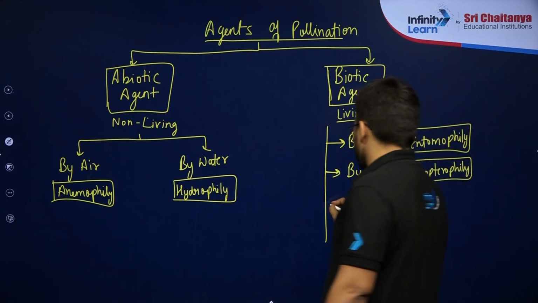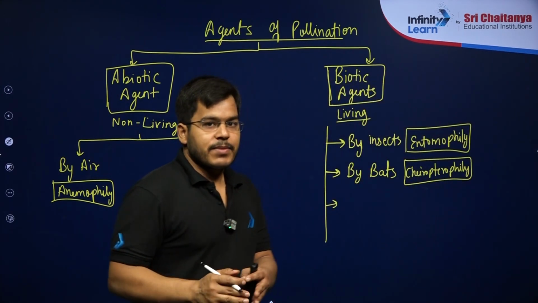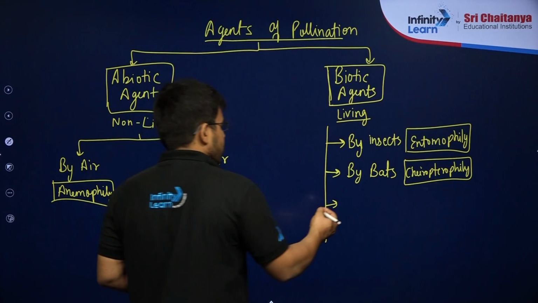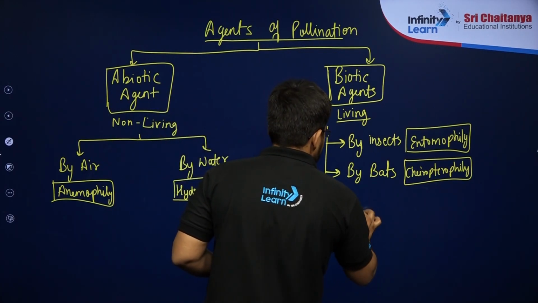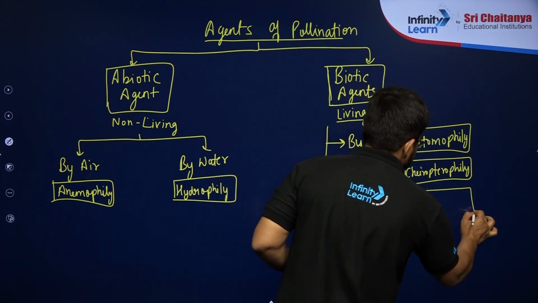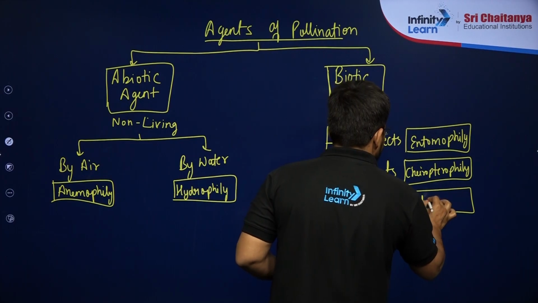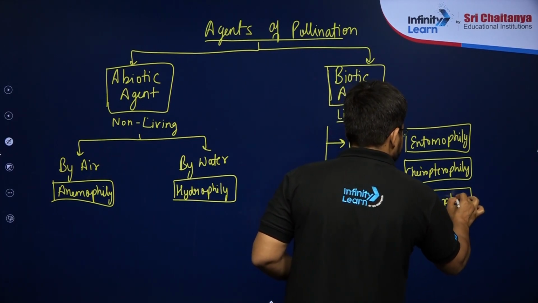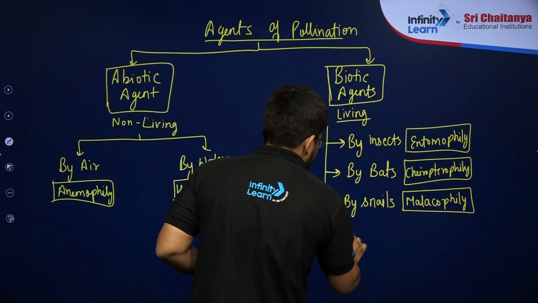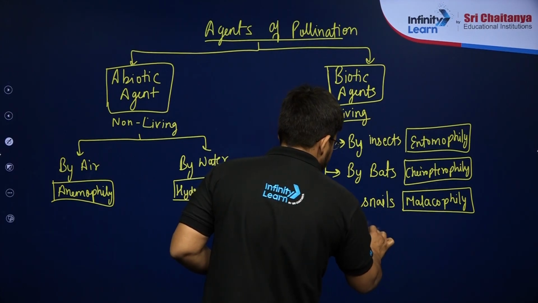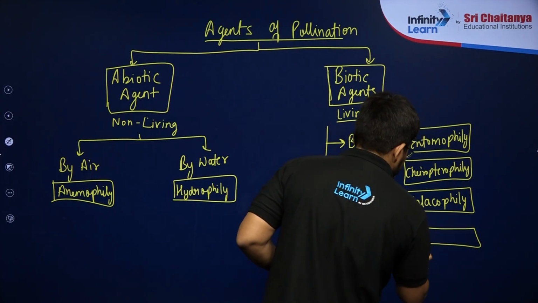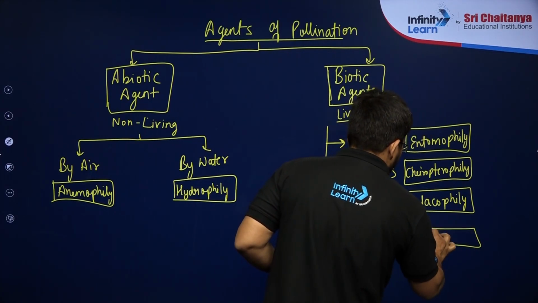After that, students, the next important type of organism that will be helping in the transport of pollen grain from anther to the stigma is going to be snails. So snails, students, can also help in the pollination. Then this process will be known as your malacophily. And the next is going to be by birds. If birds are doing the process of pollination, then this process is known as your ornithophily.